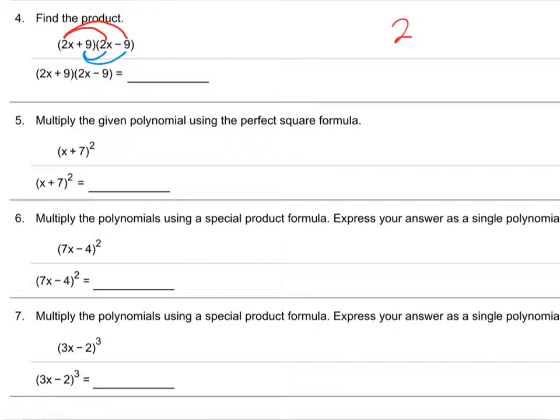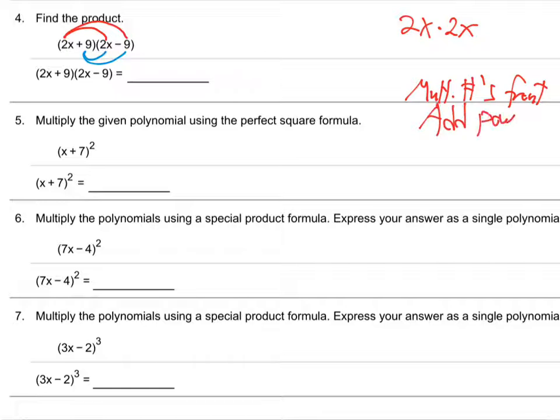So now let me do it over here on the side. What is 2x times 2x? What is the rule for multiplying letter kind of things? Let me write it. You multiply the numbers in the front and you add the powers. So 2x times 2x, what are the powers? Invisible 1s. So you multiply the numbers in the front, 2 times 2 is 4, and you add the powers. It'll be 4x squared. Remember that? So 2x times 2x is 4x squared. That's just the first of the 4 steps.